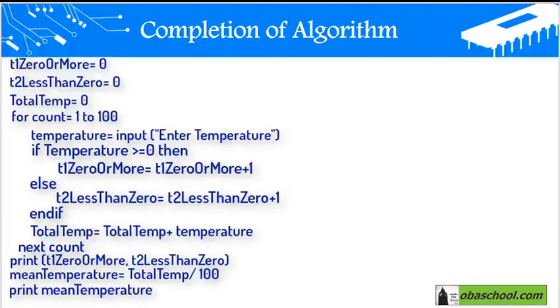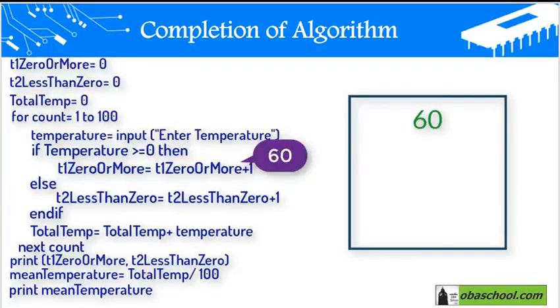Then we use the print condition to show the user the calculation of the mean. We put the print and beside it the variable that is called mean temperature. So if the user entered 60 times a temperature that is greater than or equals to 0, it will print 60. And if the user entered 40 times a temperature that is less than 0, it will be shown to the user as 40.